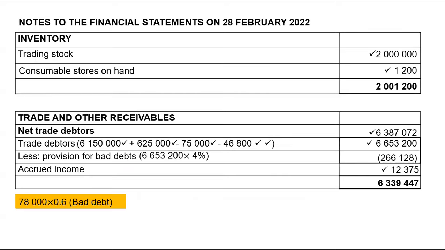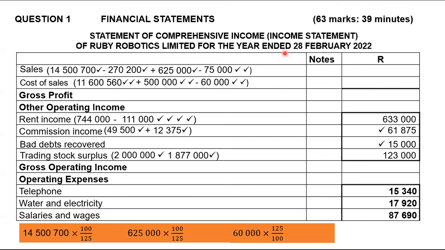The only thing that I need to close now is my statement of profit or loss. I'm going to start up there. Sales, when you put this whole thing into your calculator, it'll give you a sales value of 14,780,500. Then you're going to subtract cost of sales. Cost of sales will be 12,040,560. This minus that will give me my gross profit. My gross profit will be 2,739,940.